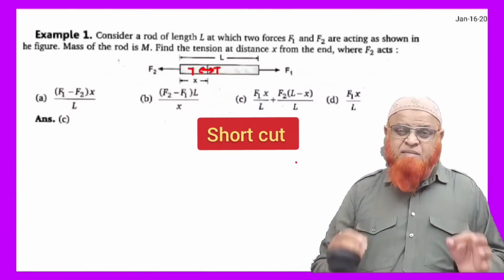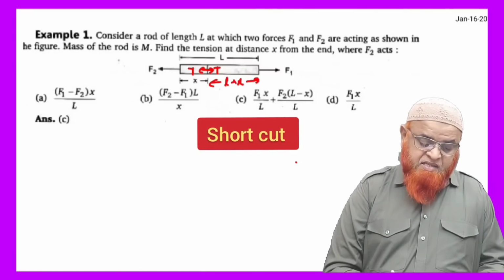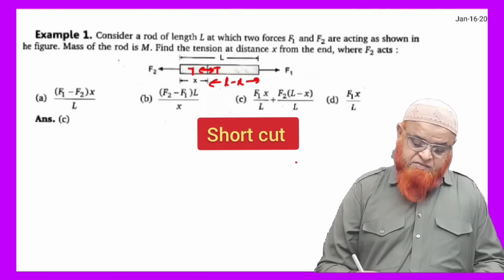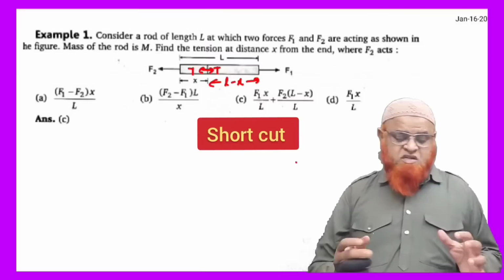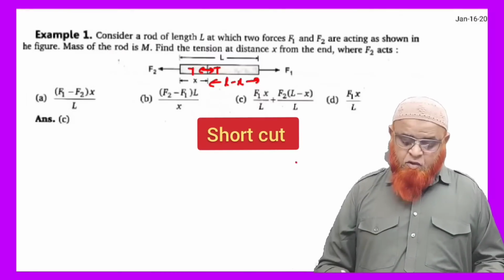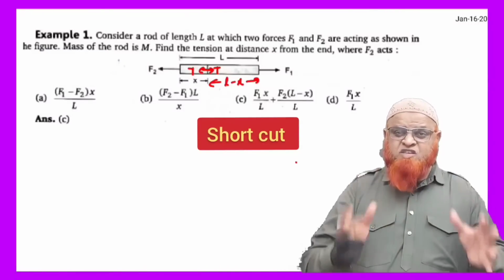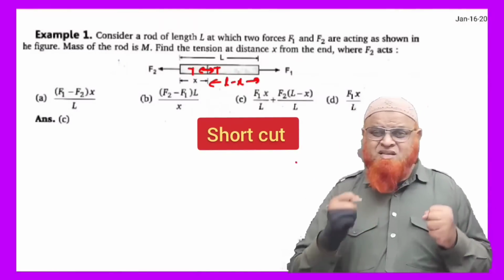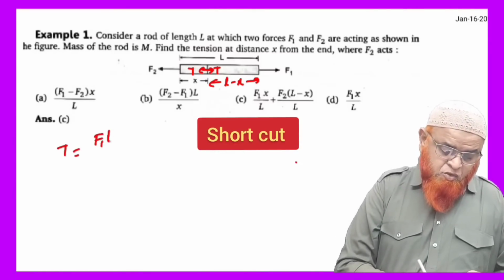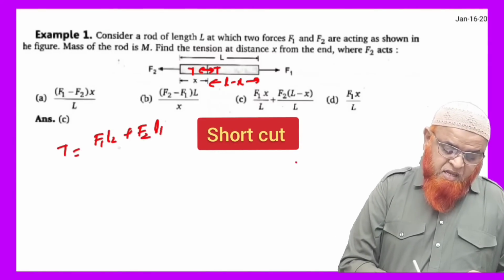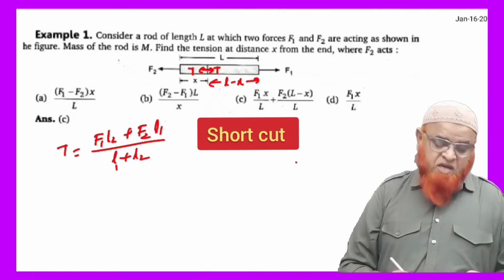What it may be is very simple: if this part is taken as x, the remaining part of the rod is taken as L minus x. Now you have to find out the tension. To find out the tension, there is a shortcut formula. Instead of going for a free body diagram and wasting a lot of your time, it's very easy to find out the tension by using a shortcut method. That is, tension T is equal to F1 L2 plus F2 L1 divided by L1 plus L2. That's it. Got the answer.